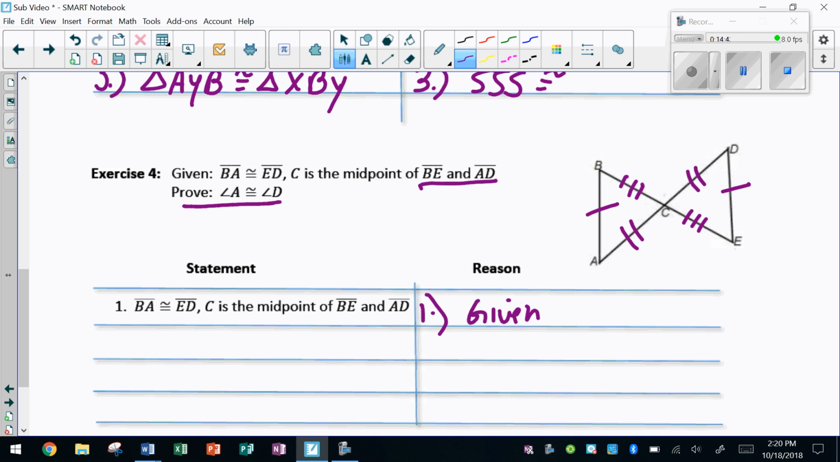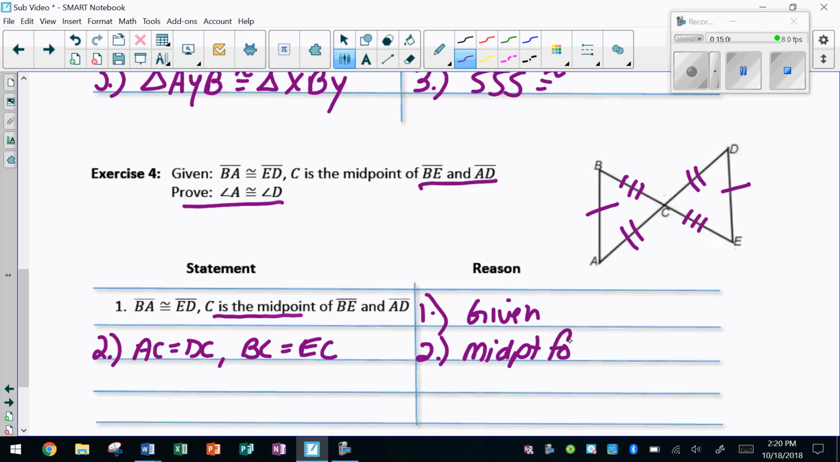But pay attention to the proof statement. So in step 2, I'm going to state the congruency that came from the midpoint. So AC is equal to DC, and BC is equal to EC. And that is because midpoint forms two equal segments. And I put them both in the same line because it's the same reason. So put both statements in the same line. Now they gave BA and DE in the given. I'm done. This is my third congruency.